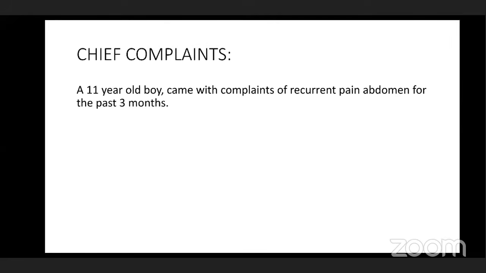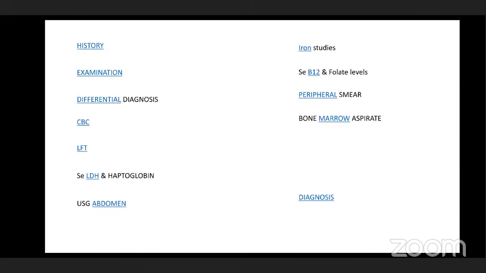So these are the chief complaints. An 11-year-old boy comes with complaints of recurrent pain abdomen for the past 3 months, okay? Now you can choose what you want. I'll start with history. So first, what do you do? A patient comes with this chief complaint. So what do you do next? You'll take a proper history. Yeah, very good. You'll take a proper history.